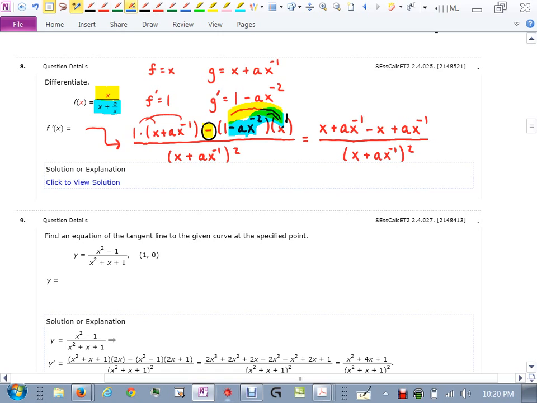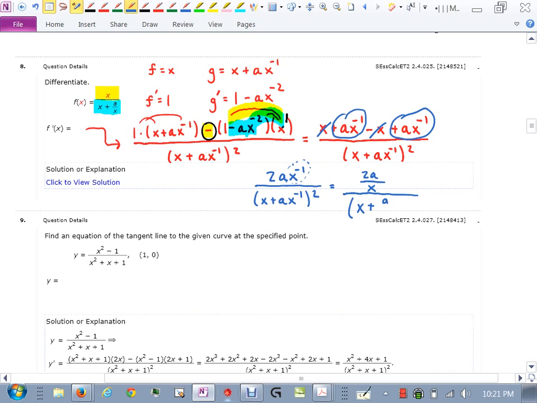Now, oh wow, those x's cancel. Isn't life great? Okay, and now these are exactly the same. We're adding them, so there's 2 of them. So I have 2a x to the negative 1 over x plus a x to the negative 1 squared. Now, you could write this as 2a over x over, so all I did there was I rewrote this right here. I dropped that down below the 2a. The denominator I could rewrite as x plus a over x squared. And again, all I did there was rewrote the x to the negative 1 underneath the a.